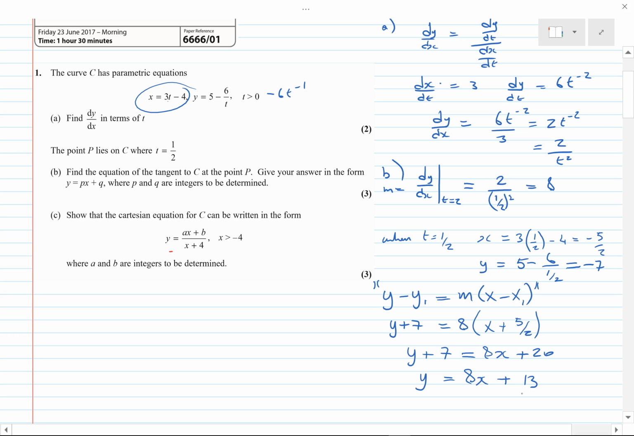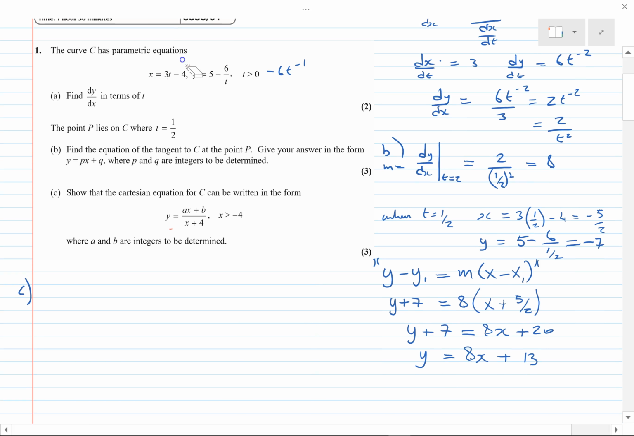Okay, so that's part B done. Part C. Well, part C is just to convert to a Cartesian. Probably best to use t and substitute in here. So from the x equation we get x is equal to 3t minus 4. Adding 4 to both sides and dividing by 3, that gives us t equals x plus 4 over 3. So then we can substitute for t into this one here.